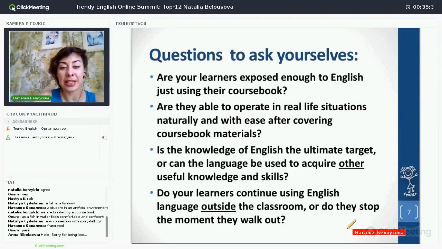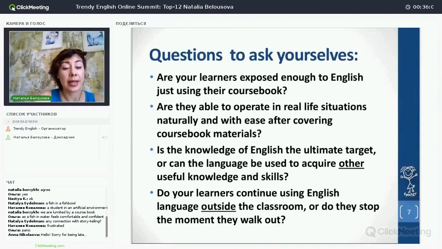So you can see a few questions on this slide that I asked myself when I wanted to change the situation. I'm not going to read them. The key things here are the ability to operate in real life situations naturally without feeling this threshold, this feeling that real life is different from what I was taught at school or in the classroom.